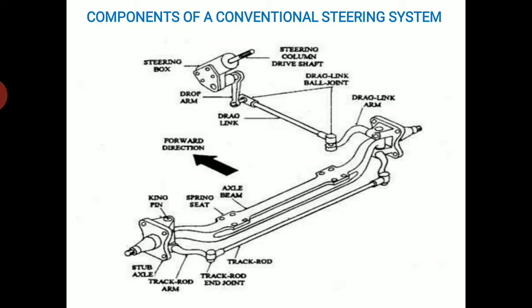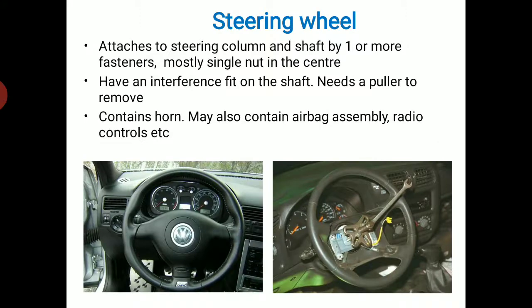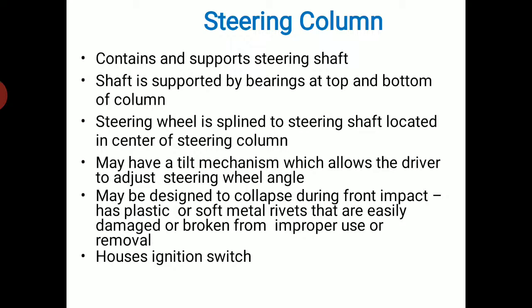Fine. So you need to understand drop arm, drag link, steering gearbox, everything. Those are the components. Now coming to the next, what is exactly the steering wheel? It is attached to the steering column and shaft by one or more fasteners, most often a single nut in the center. It has an interference fit on the shaft and needs a puller to remove. The steering wheel contains the horn, and may contain an airbag assembly, radio controls, etc. The steering column supports the steering shaft. The shaft is supported by bearings at the top. The steering wheel is splined to the steering shaft located in the center of the steering column.